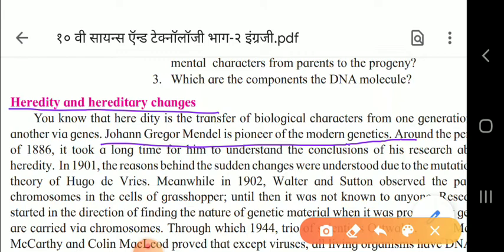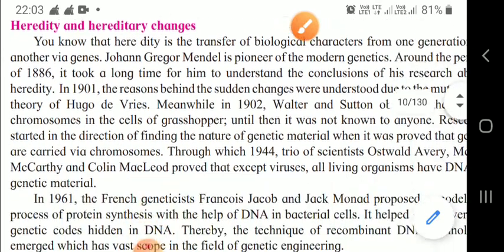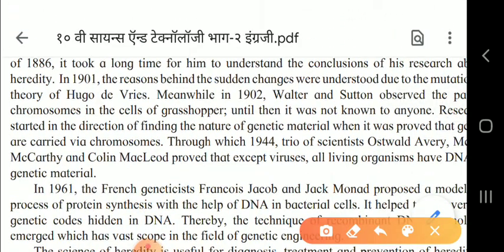Research started in this direction, and it was proved that genes are carried via the chromosomes, and through this in 1944 the three scientists Oswald Avery, Colin MacLeod and Maclyn McCarty proved that except viruses, all living organisms have DNA as genetic material. So this is an important point, children. You have to note it down. This whole point you have to underline.